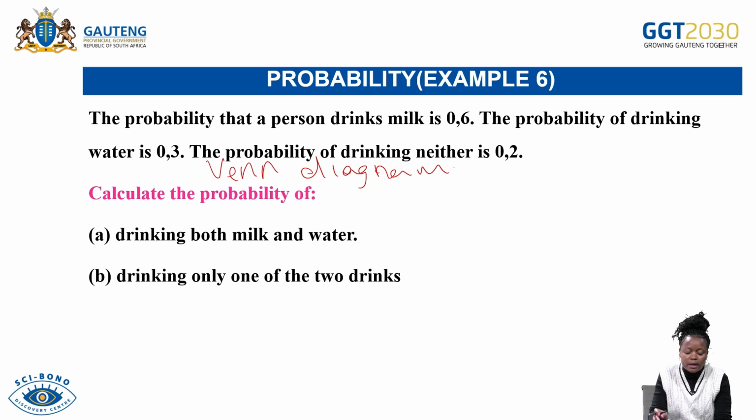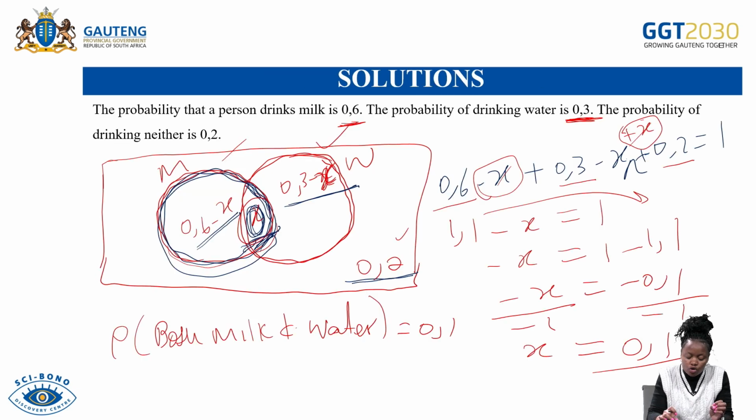It is saying calculate the probability of drinking only one of the two drinks. So now we need the probability of drinking only one of the two drinks. We are not looking at the intersection, so only one of the two. So it means you can only get a person who drinks milk.